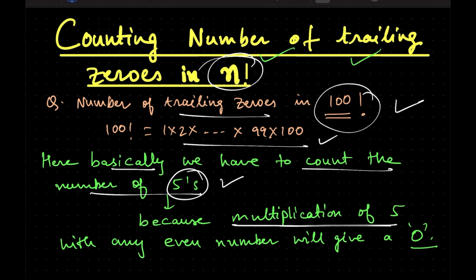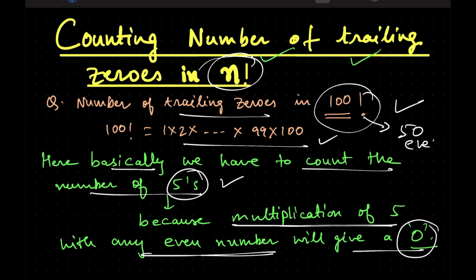Why? Because the multiplication of 5 with any even number will give you 0, and we know that in 100 factorial we will get at least 50 even numbers. So there is no shortage of even numbers. So you just need to find the multiples of 5 and you will get the number of trailing zeros.